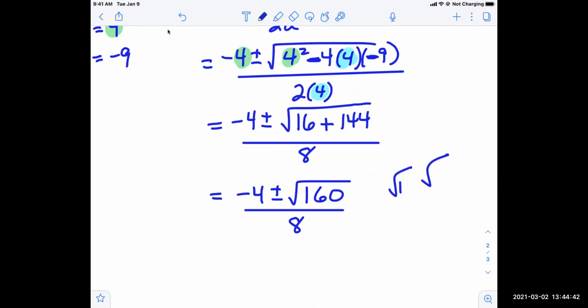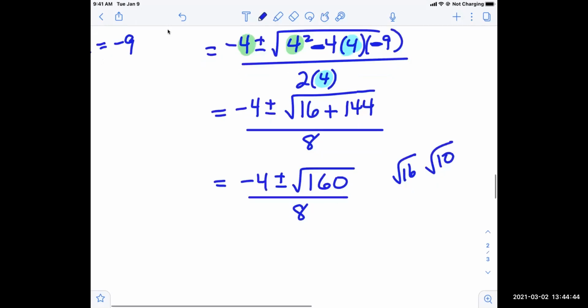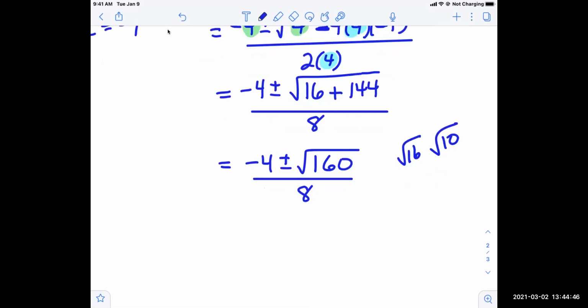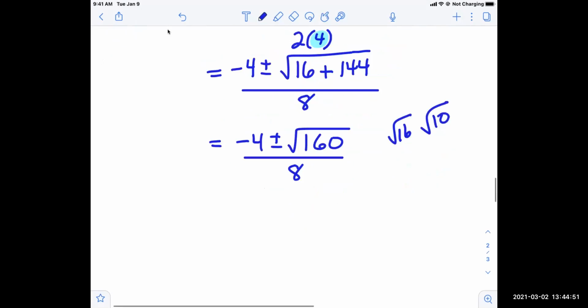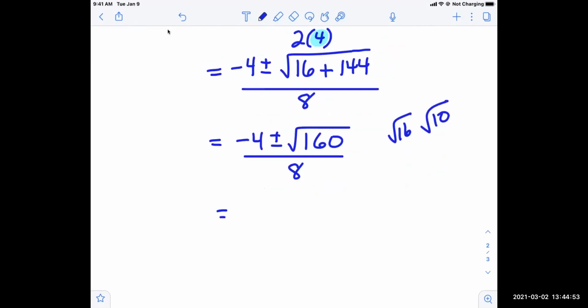16 and 10. Okay, so 16 is a perfect square and it's the largest one that goes into 160. 4 goes into it as well, but it's not the biggest one. You want to make sure you get the biggest one if you do it that way. So negative 4 plus or minus 4 root 10 all divided by 8.